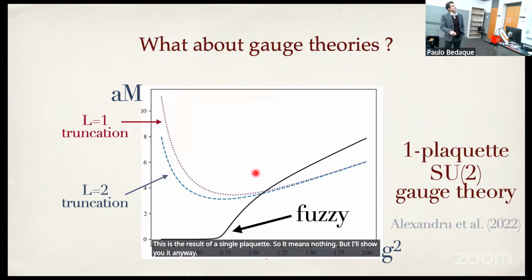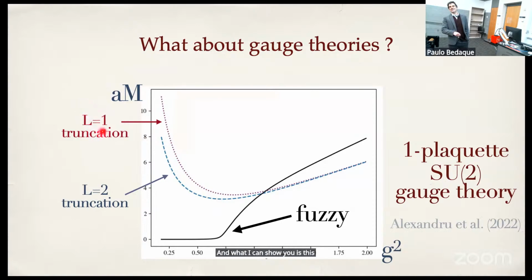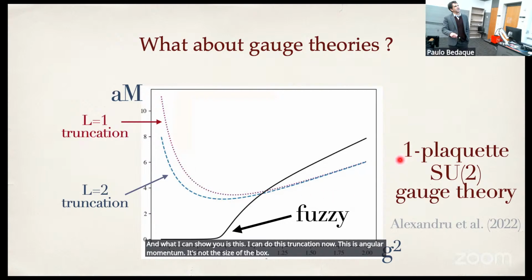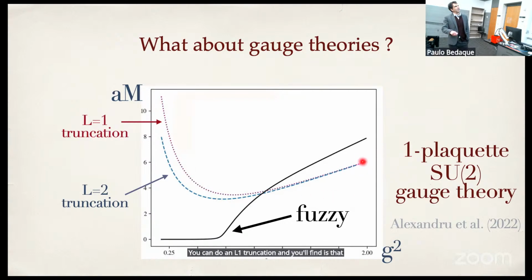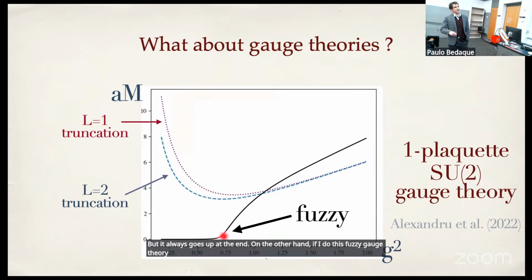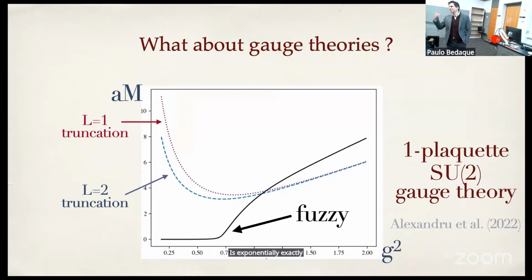And what I can show you is this. This is truncation now. This is angular momentum, it's not the size of the box. You can do an L=1 truncation, and you'll find that the correlation lengths or the masses go down as they should, but then they shoot up. I can do a little better if I do a finer truncation, but it always goes up at the end. On the other hand, if I do this fuzzy gauge theory, it shoots down. This is not zero, this is exponentially small. It's exponentially exactly the way it's supposed to be, but it's one plaquette, so God knows.